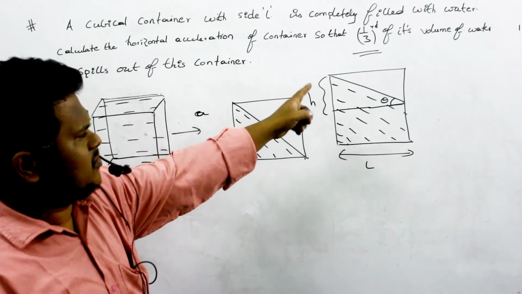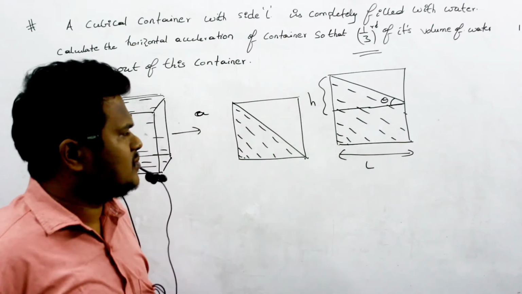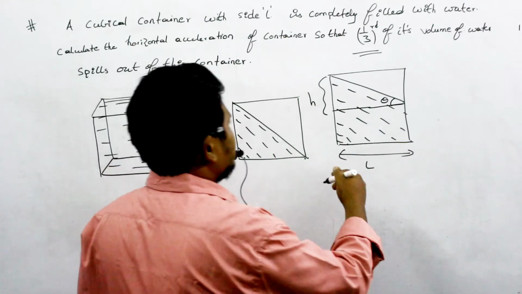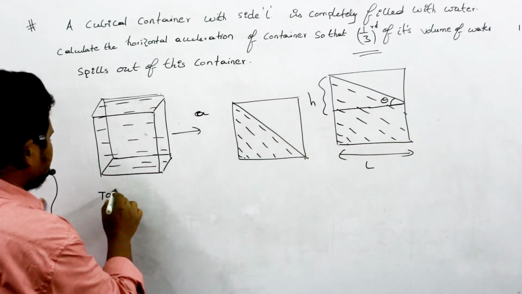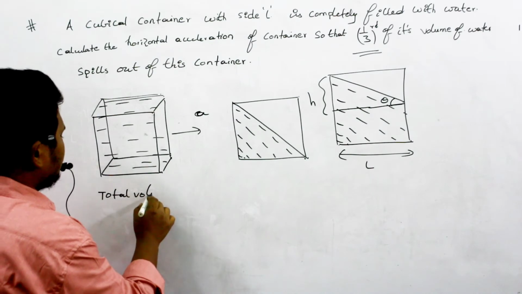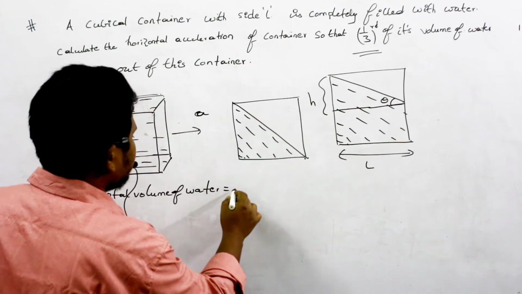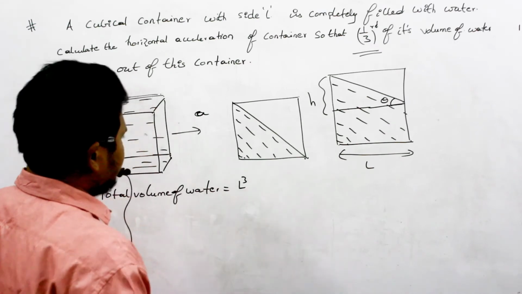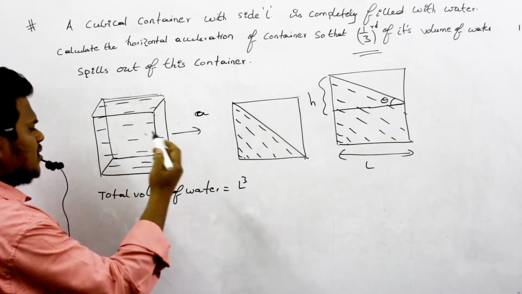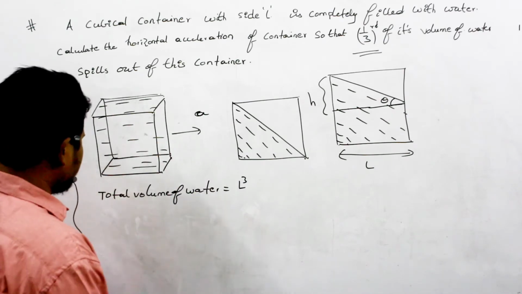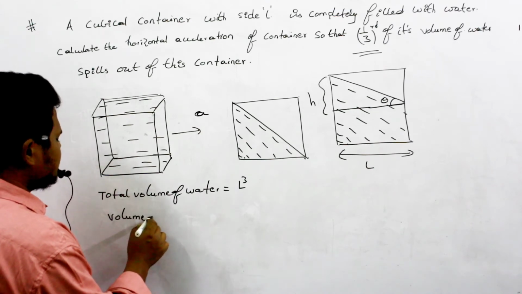Now the question is, how can I find out the volume of this emptied water? How can I calculate? So we know that the total volume of water in this condition is how much? It is equal to L cube, because the side of this cube is L here. So the total volume will become L cube. So therefore 1/3 of the volume is emptied. So volume emptied.